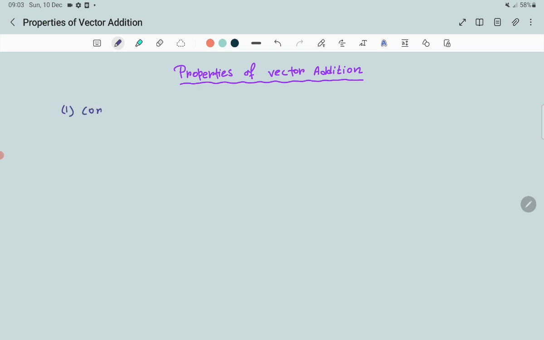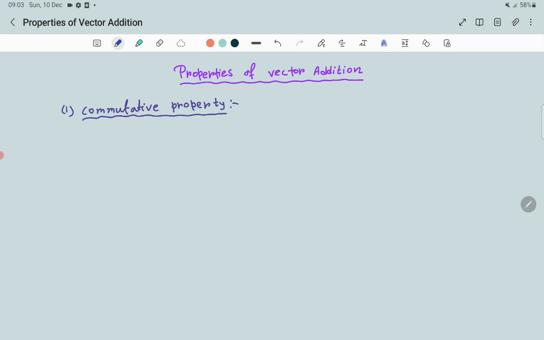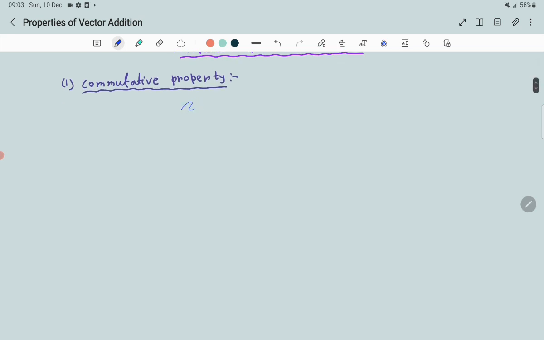Okay, so let us first tell you about the commutative property. Let us first tell you about the statement, and then we'll move to the proof also. If you have two vectors a and b, and you add these two vectors, that is a plus b, that will be the same as b plus a. That is, the addition of two vectors will commute each other. A plus b is the same as b plus a.